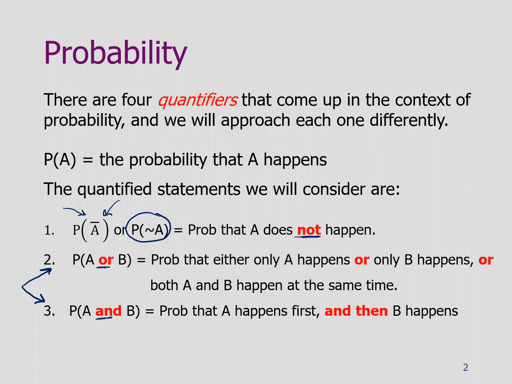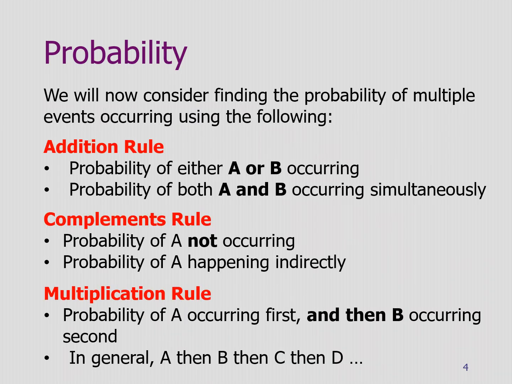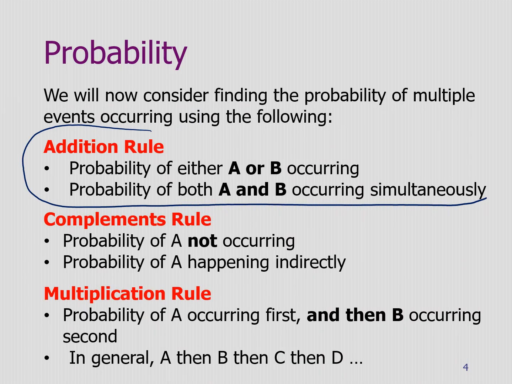Now, or is straightforward, right? If you see the word or, it's an addition rule problem. And is a little bit more tricky. Sometimes A and B means at the same time. Sometimes there's an implied then, and then A happens and then B happens. We got to be a little careful with the and, but we'll talk about that a little bit later. Right now, we're just focusing on the or, which is the addition rule. Okay, so that's going to be the focus of this video.